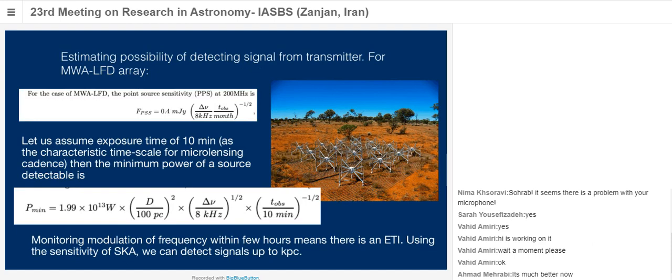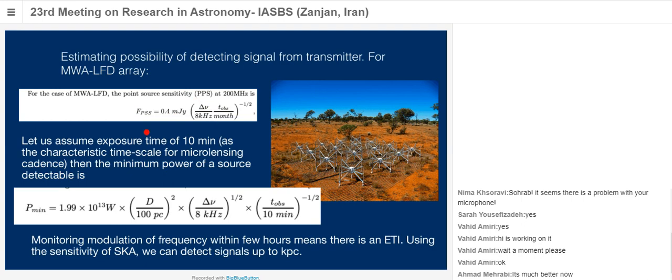So what can gravitational lensing help with here? Actually, it's going to be used as an amplifier. This is one of the arrays of radio telescopes, the MWA. For a source at a frequency of 200 megahertz, this is the sensitivity or threshold of this telescope, 0.4 millijansky within this frequency range, and this is the exposure time.